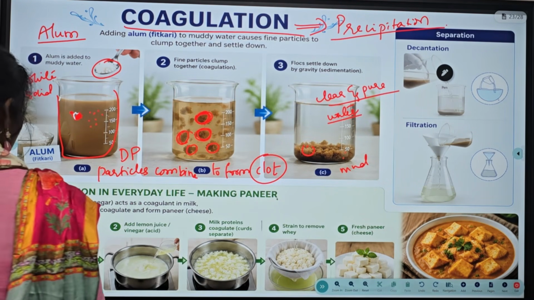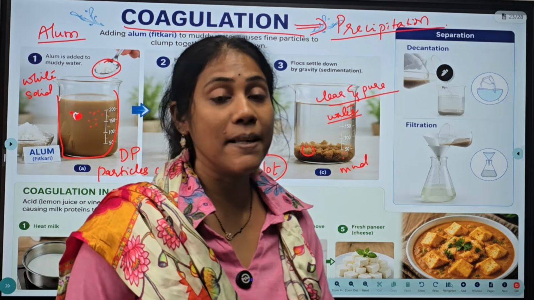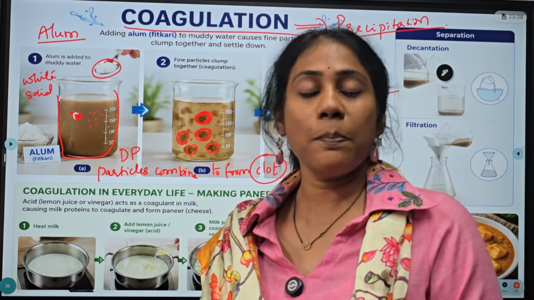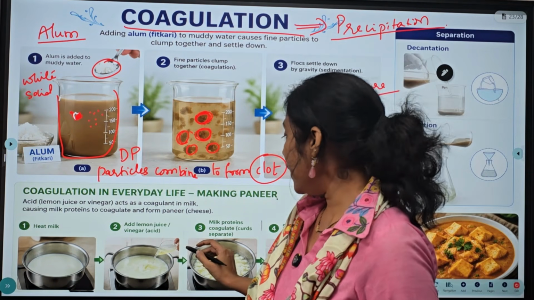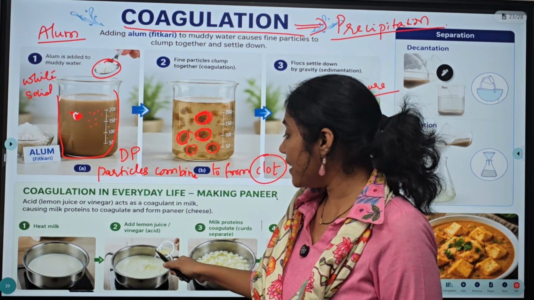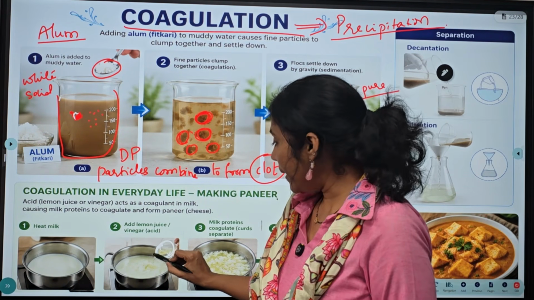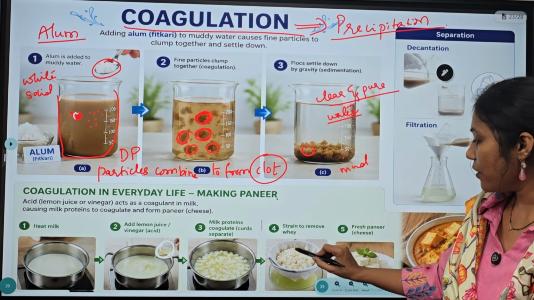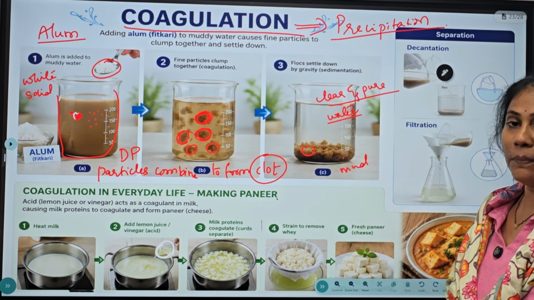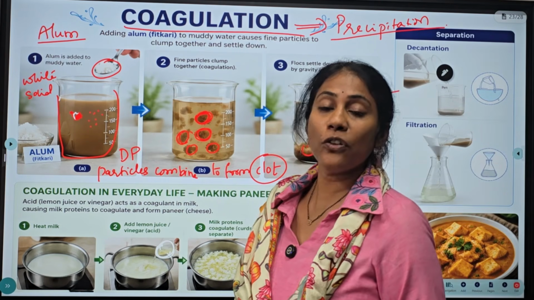Now, coagulation in everyday life. Milk is also a colloidal solution, guys. The milk protein is the dispersion phase, which has a size range of 1 nanometer to 1000 nanometers. When you add lemon juice to the milk, the lemon juice behaves like a coagulant. The moment you add it, the milk protein forms clots, and you can separate those clots from the watery part of the milk. That is how paneer is made, isn't it? So this also is an example of coagulation.